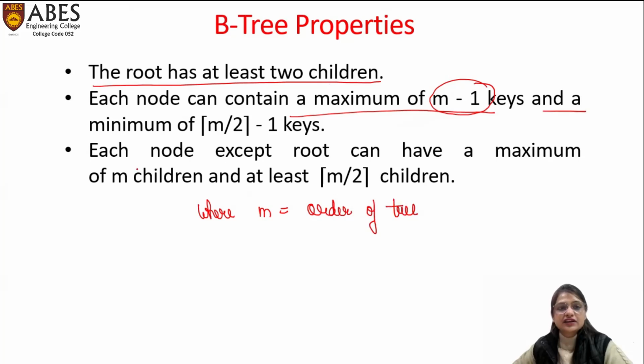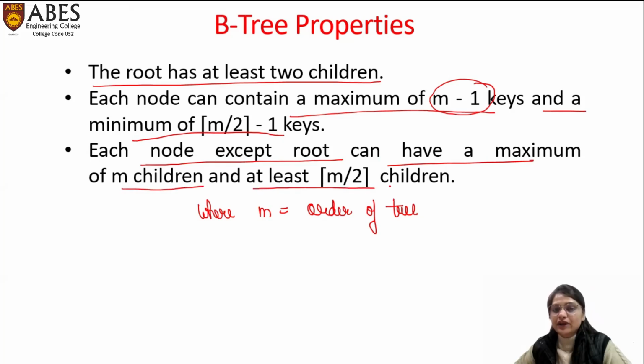A node should have a minimum of ceiling of m/2 minus 1 keys, where m is the order of the tree. Each node except the root can have a maximum of m children and at least ceiling of m/2 children. We should remember these. All these are the important properties while we have to insert or delete a particular data item in case of B tree. So we have discussed the main properties of the B tree here.